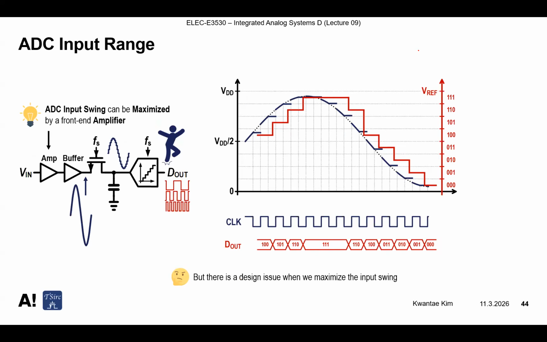But there is a design issue when we maximize the input swing. This is part of the state exercise you have gone through. So can anybody guess?